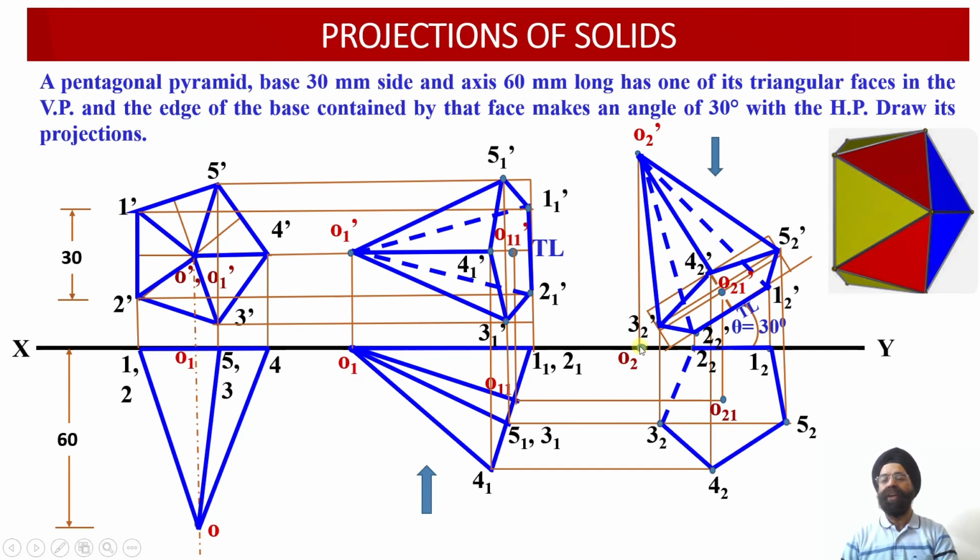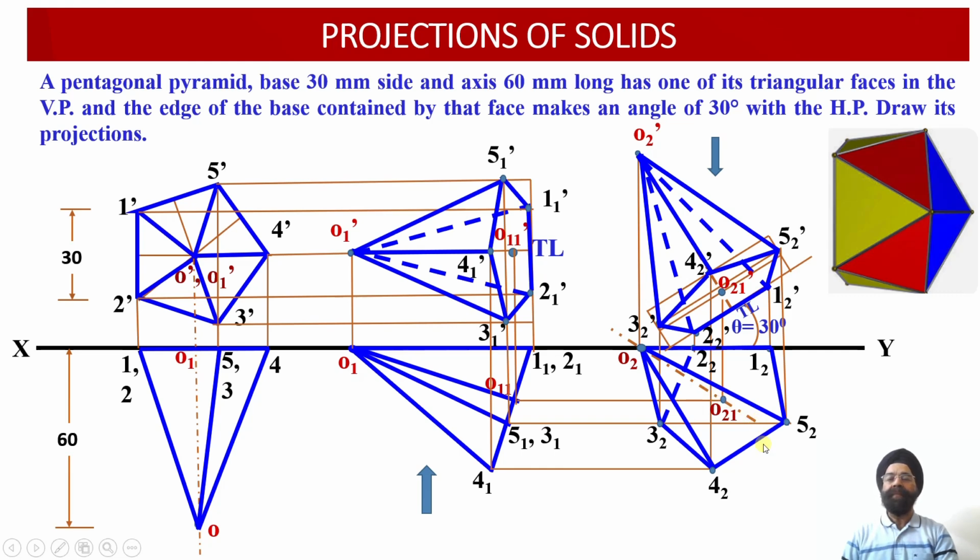Now let us join 02, 1, 2, 02, 2, 2, 02, 3, 2, 02, 4, 2 and 02, 5, 2. The moment we join all of these edges, corners of the base with the apex, this is the shape of the top view which we are going to obtain. And now also we can join the axis over here. So the axis is 02 and 021 over here. This is the representation of the axis in the top view projection.